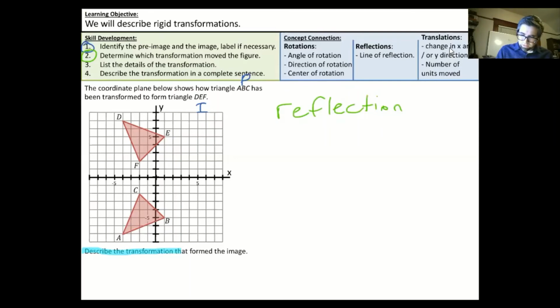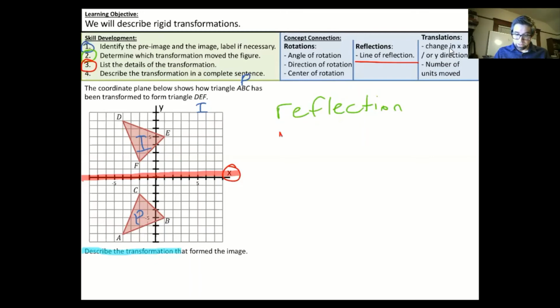Again, we need to know the pre-image and the image. And I noticed that the line of reflection, this is our details here. What are the details? I noticed our line of reflection has to be directly between the two shapes. And I see that that is right here. Okay, so what do we call that line? What is that line's name? Well, luckily for us, it's on the x-axis. So that means it reflected across the x-axis. So this is the detail that we need for reflections. I can't just say it was flipped, or I can't just say it was a reflection. I need to say what it reflected across or over.